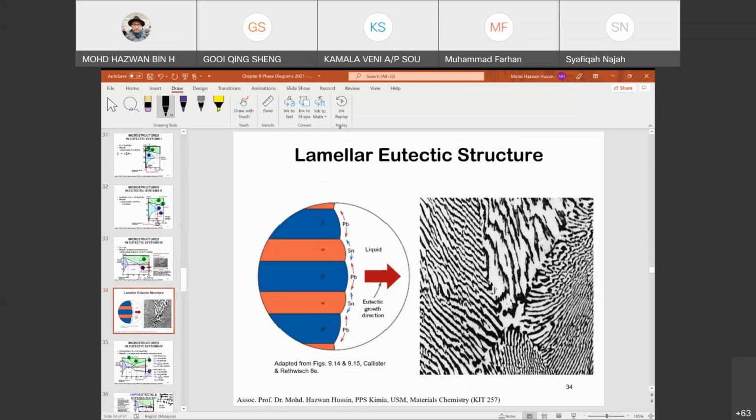And the formation of lamellar eutectic structure is actually due to the formation of different grains, okay, which cannot be mixed together. And what happened is that after the formation of one grain or one structure, then it will be followed by the formation of another species and followed with another species.